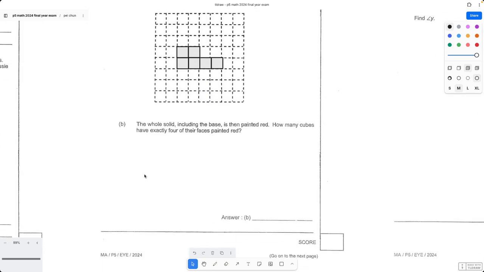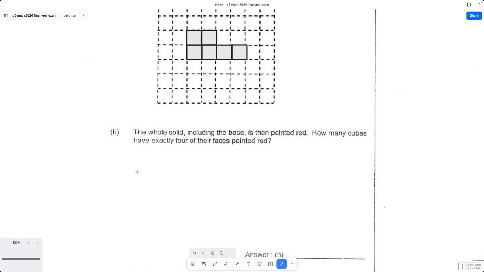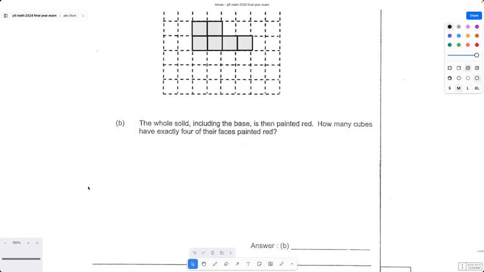Let's move on. The whole solid, including the base, is then painted red. How many cubes has exactly 4 of their faces painted red? Exactly 4 faces painted red means 2 faces are connected, right?